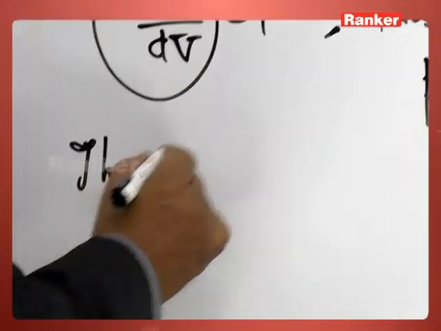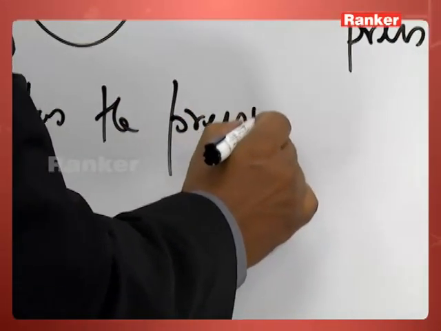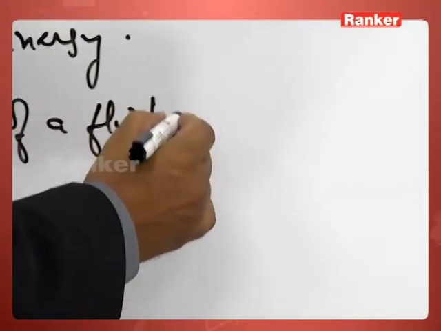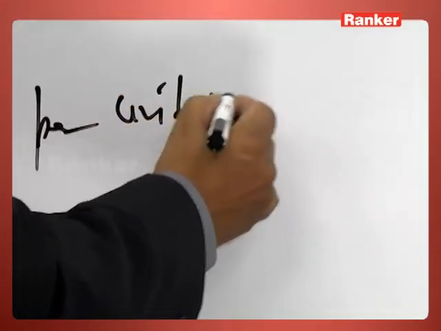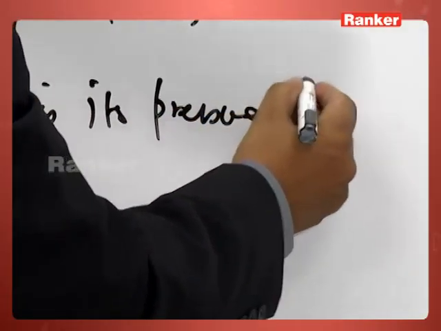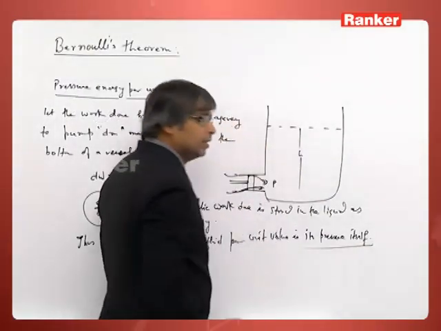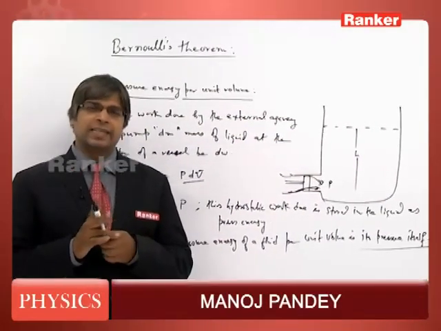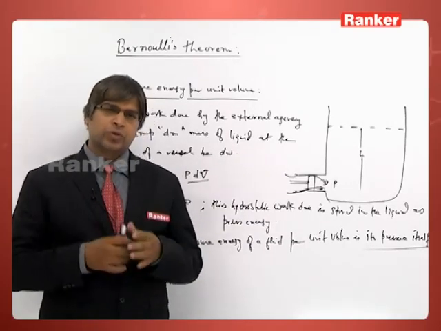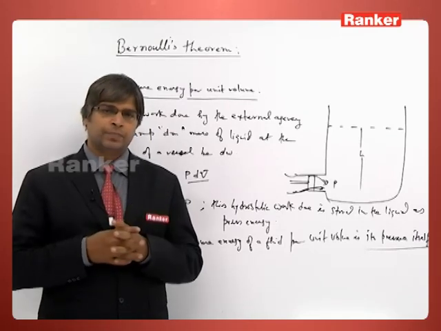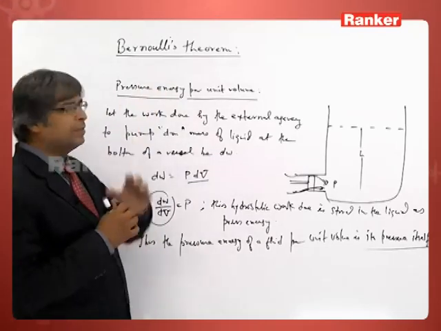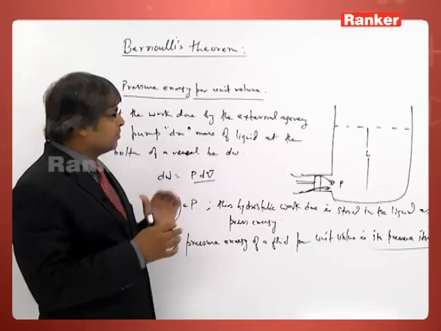Thus the pressure energy of a fluid per unit volume is its pressure itself. So now I have defined the three different forms of energy which a fluid can possess. So now I can work on the work energy theorem, that is the law of conservation of energy for fluid. And now let us derive the Bernoulli's theorem in terms of energy.